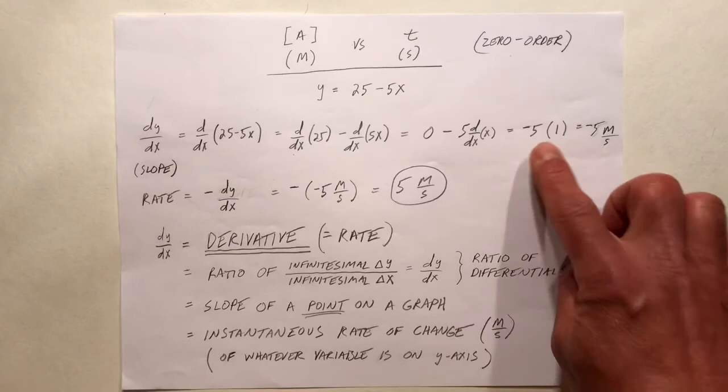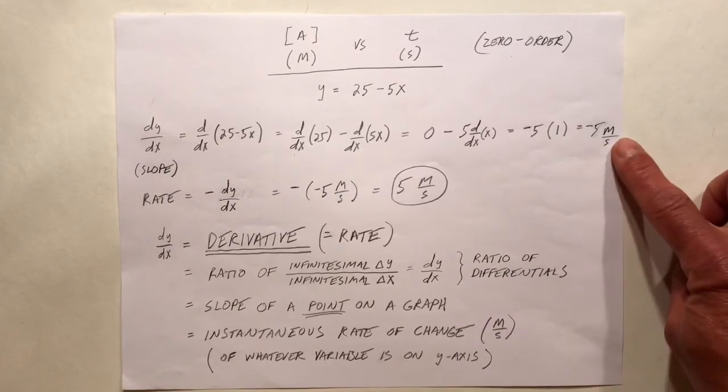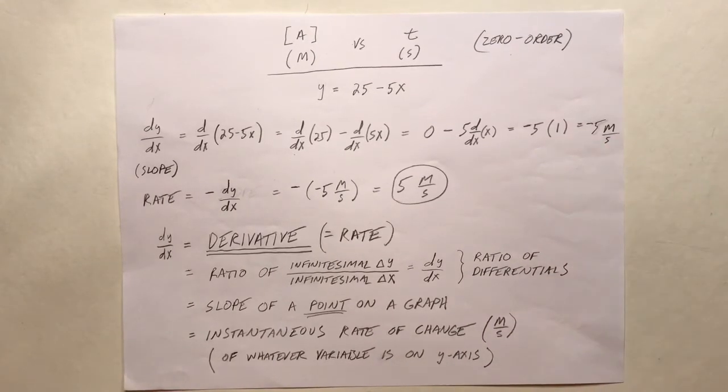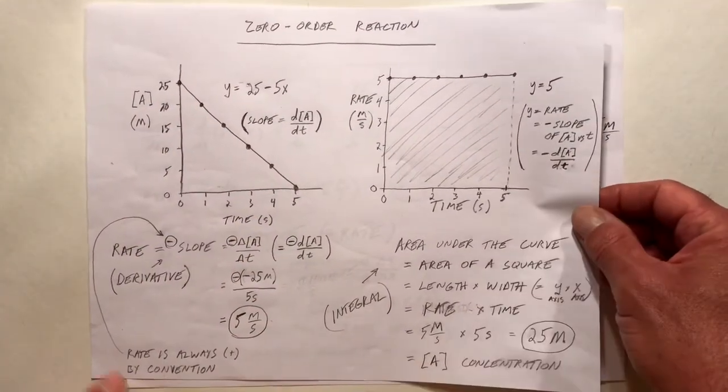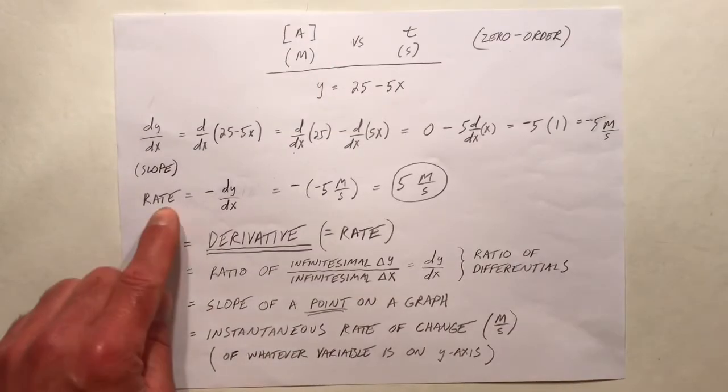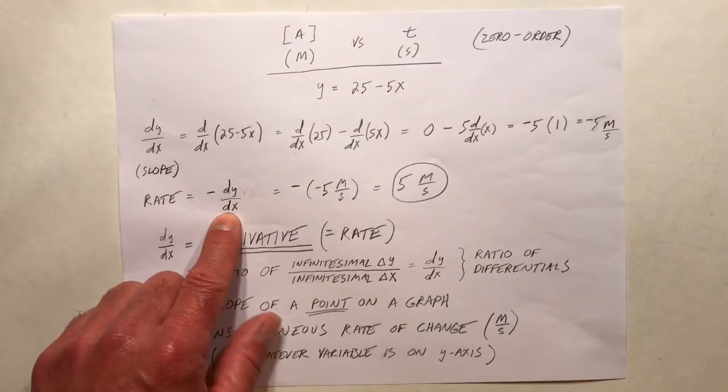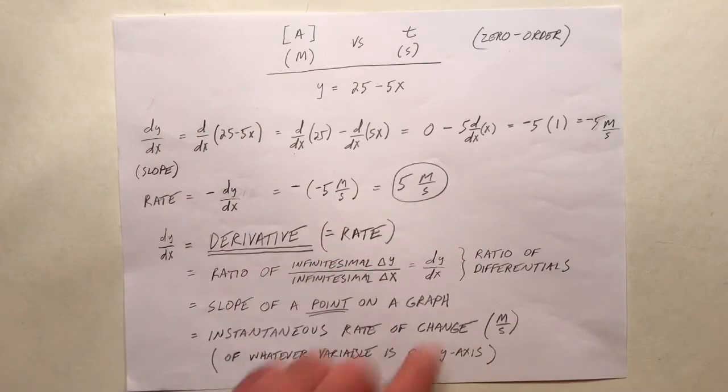So negative 5 times 1 is negative 5. So the slope of that line is negative 5 molarity per second. Well, that's what we get here, right? A slope of negative 5. And remember that we said the rate is the negative of the slope, so the rate is the negative of that instantaneous slope, so it's 5 molarity per second.